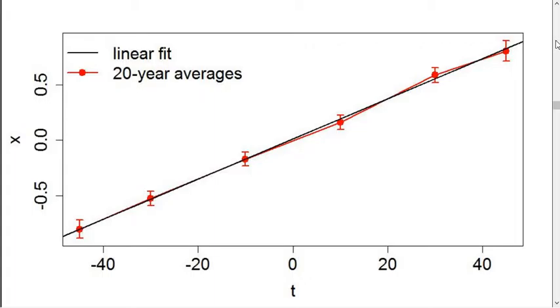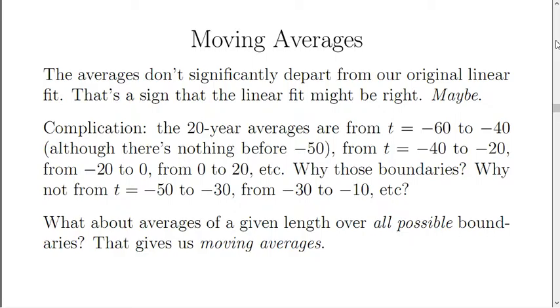That's pretty good confirmation that so far our evidence is strongly pointing to a straight line signal plus random noise. Now the averages don't significantly depart from our originally fit, so that's a sign that the linear fit might be right, maybe. It's certainly a good approximation.